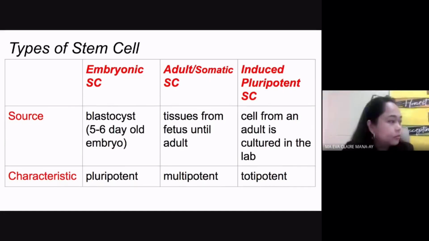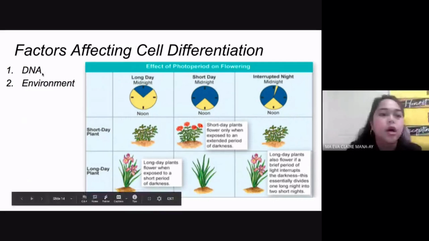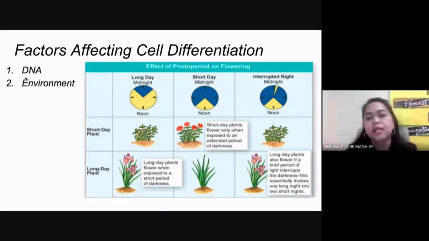If you have no questions, let me go to the next slide. I'm pretty sure this is the last slide that we have today. There are some factors that can affect cell differentiation. Of course, the first one would be DNA. It depends on the DNA that your cell has. Your DNA can direct the type of cell that your cell can give rise to. It can also be based on environment. So these two factors would affect cell differentiation: DNA, genetic information, and of course, the environment.